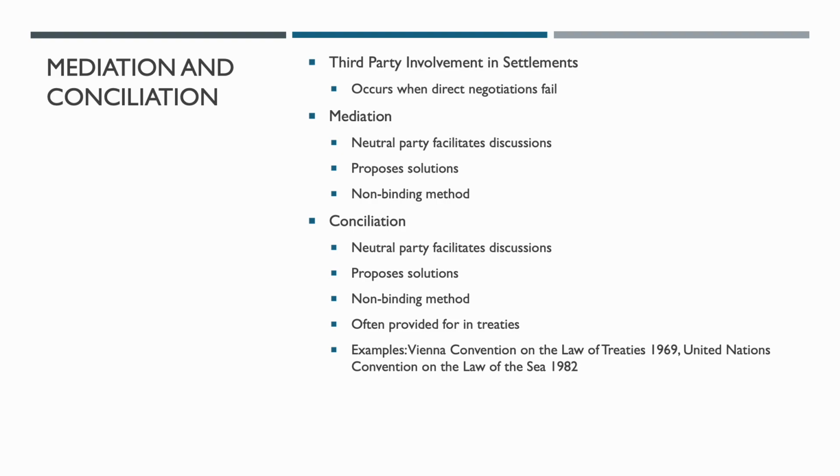When direct negotiations fail, a third party may be involved in the settlement process. Mediations and conciliations are common methods where a neutral party facilitates discussions and proposes solutions. Although non-binding, these methods may help in reaching an amicable resolutions. Conciliation is often provided for in treaties such as the Vienna Conventions on the Law of Treaties 1969 and the United Nations Conventions on the Law of the Sea 1982.